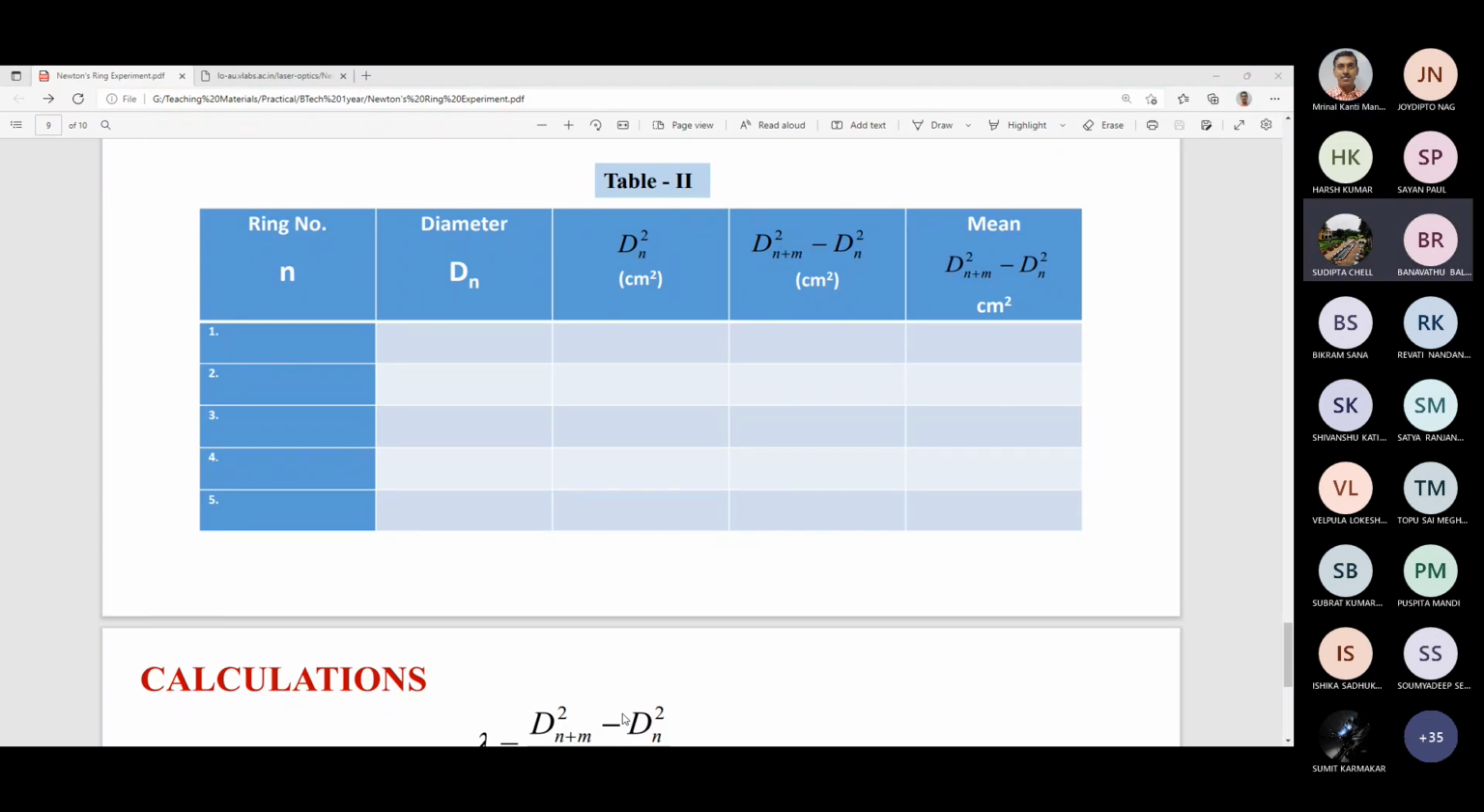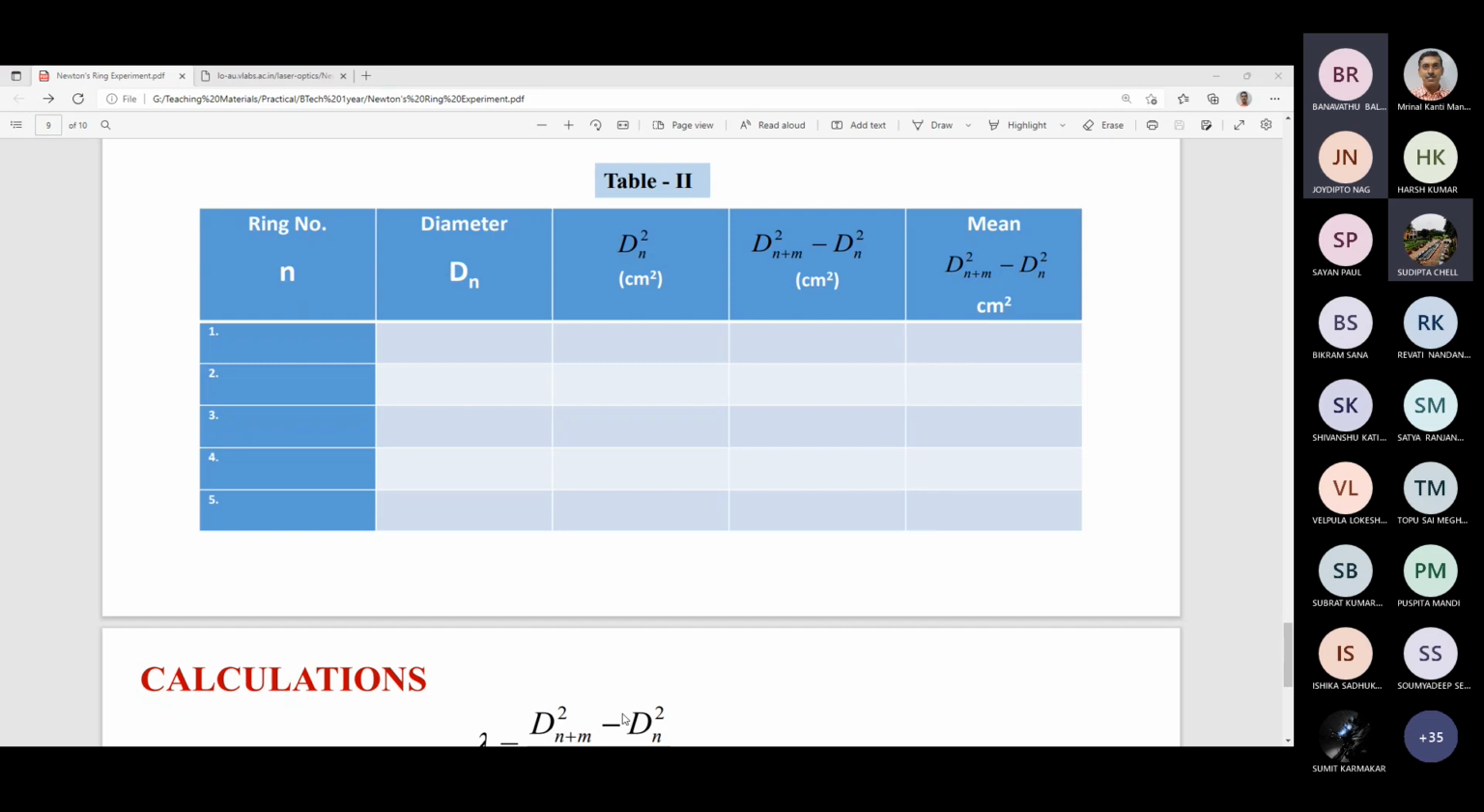Sir, one thing, sir, do we have to write the procedure in the copy? Yes. Okay, sir. You need to complete this experiment within this week. Next week I will discuss the next experiment, and the link will be active for this week. So you can do it today or tomorrow or the day after tomorrow or the next day, and in this way you have to complete it.